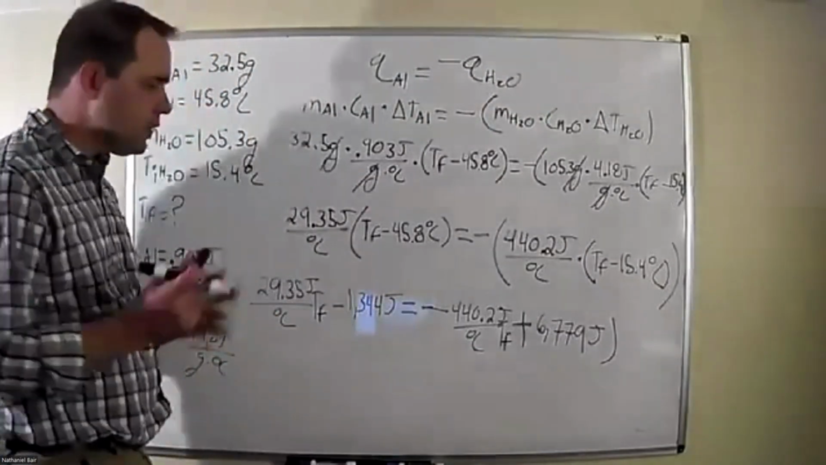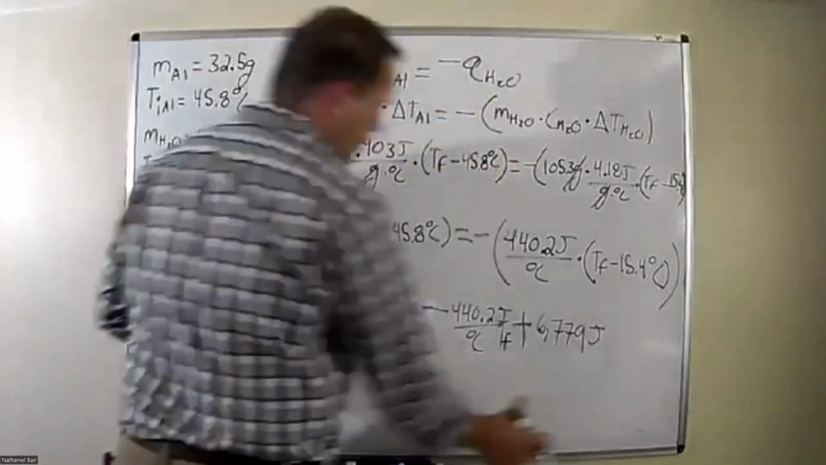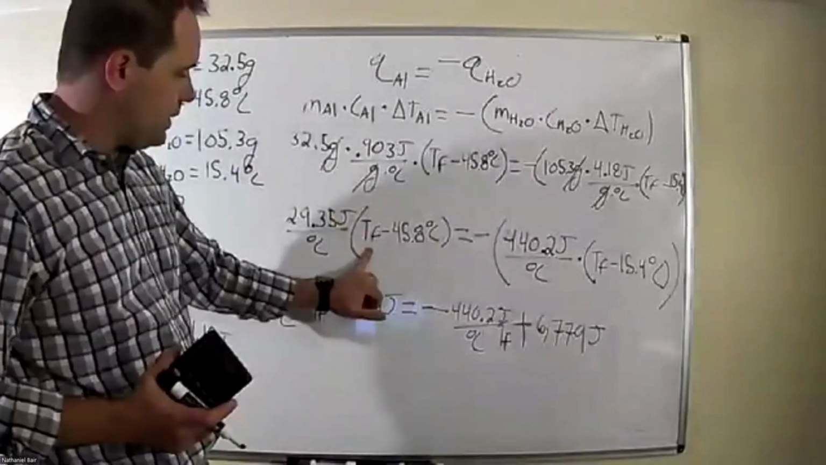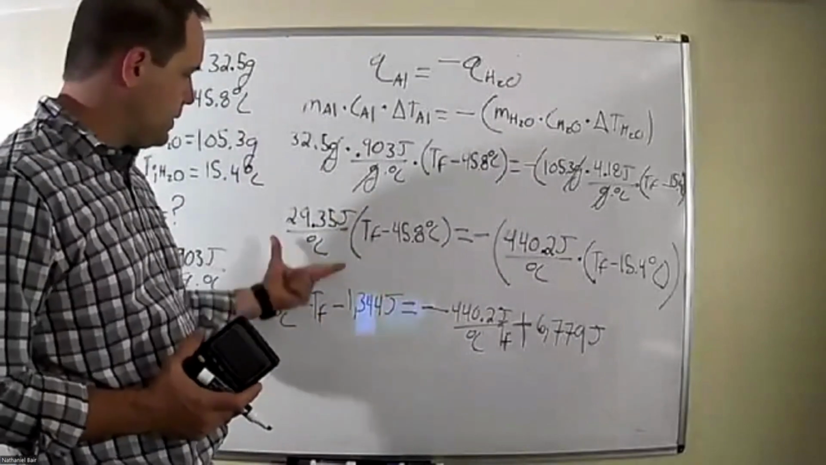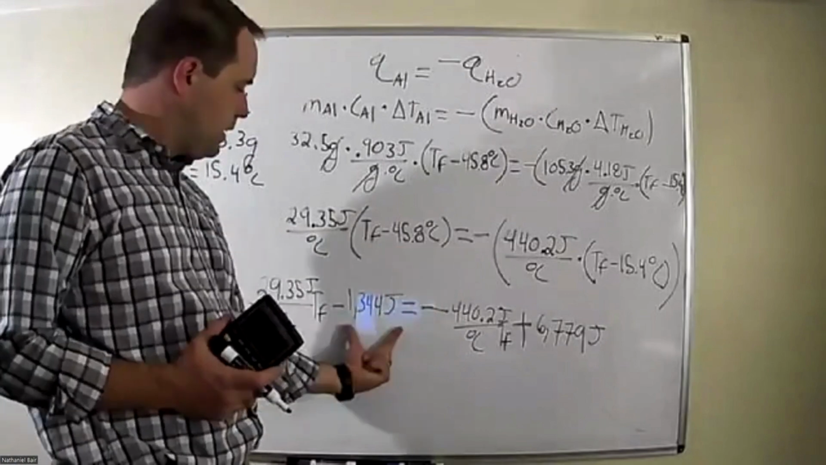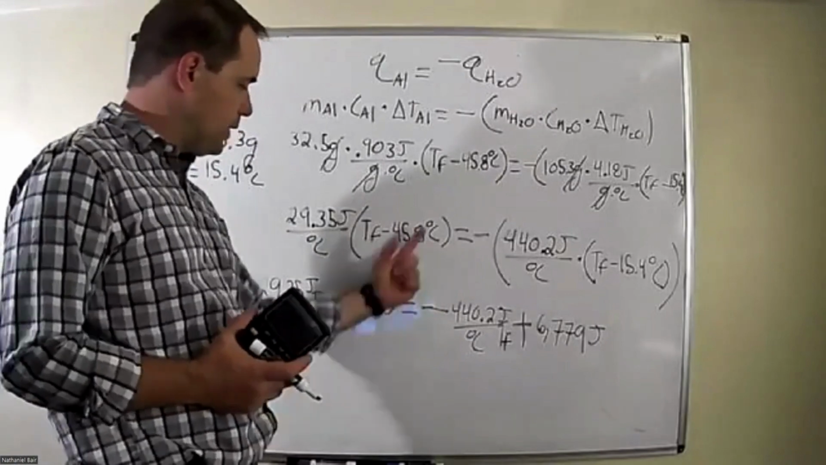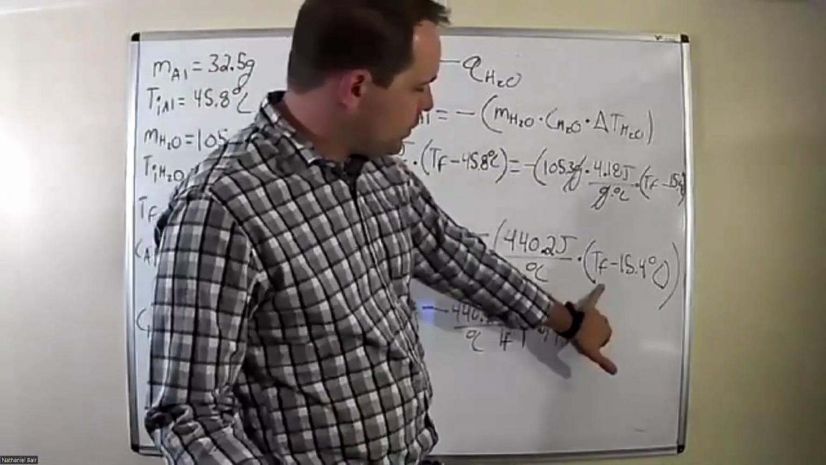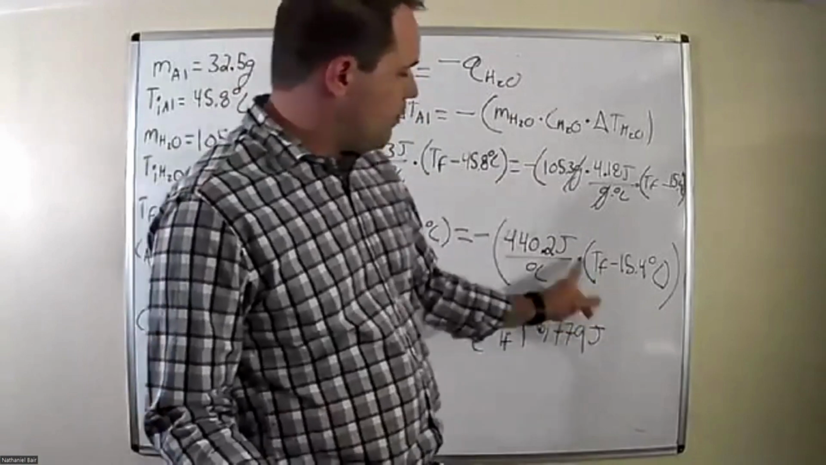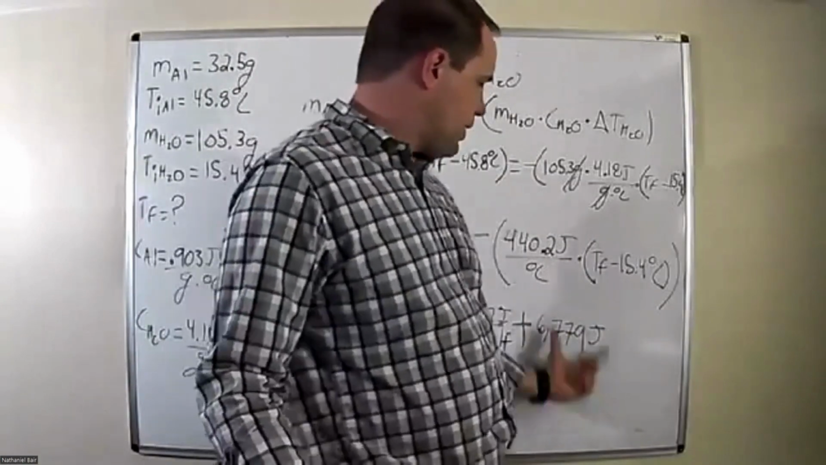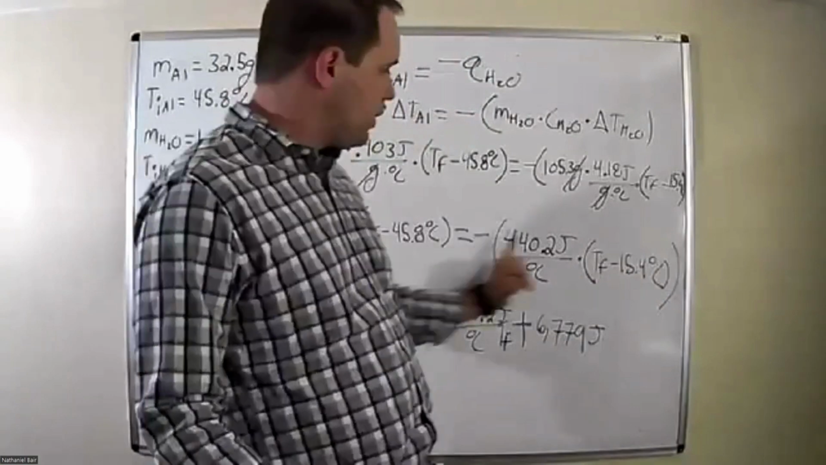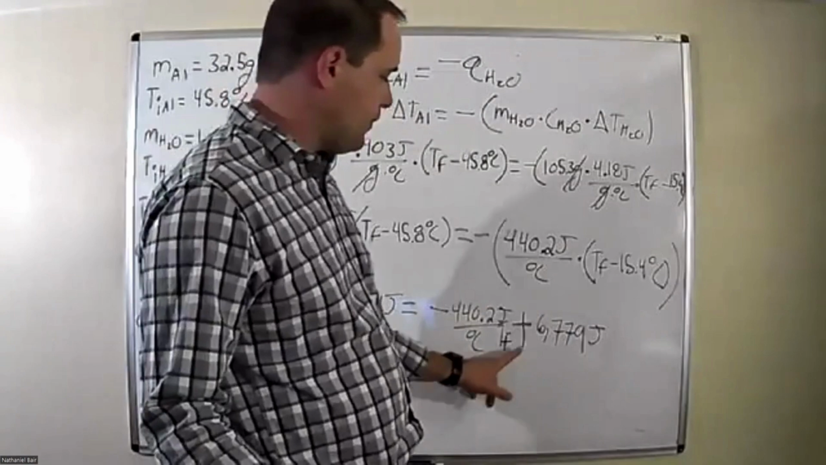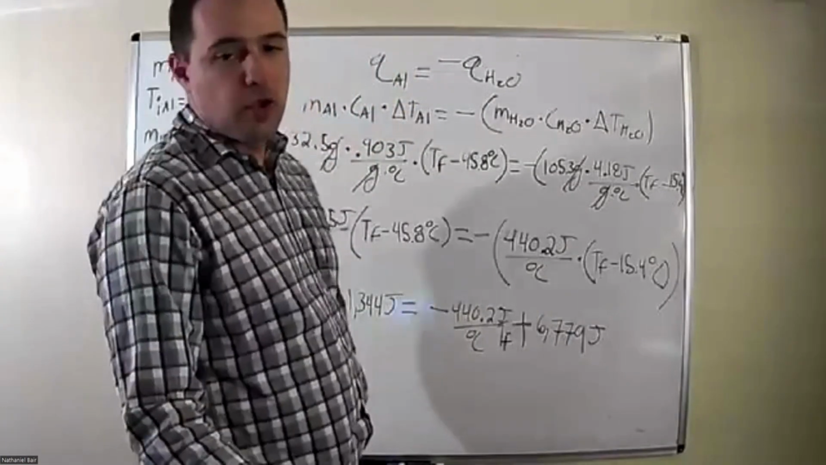Cool. So what do we end up with? Well, my goodness, after some algebra, we get 29.35 joules per degree C times TF minus 29.35 times negative 45.8. That's 1,344 joules. The degree Celsius canceled out there. Then we get 440.2 joules per degree Celsius times TF minus 6,779 joules, but then I distributed the negative, so negative 440.2 joules per degree C times TF plus 6,779 joules.